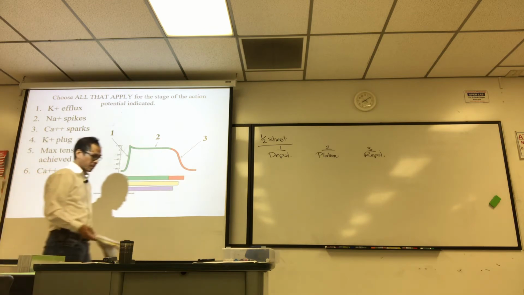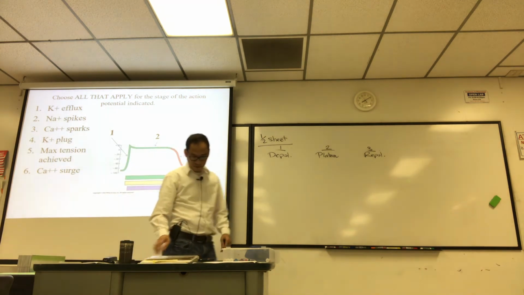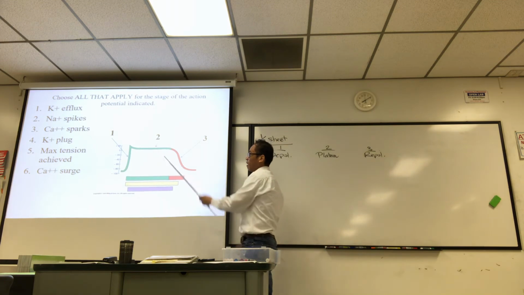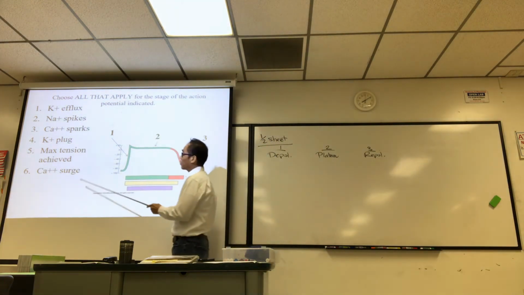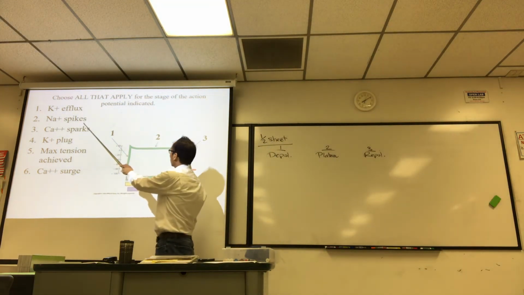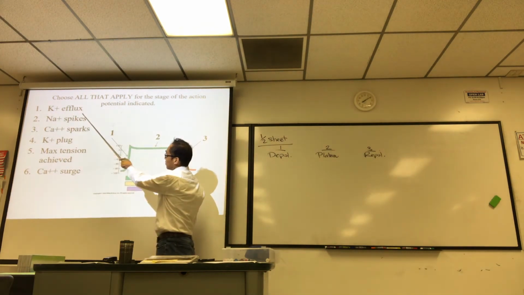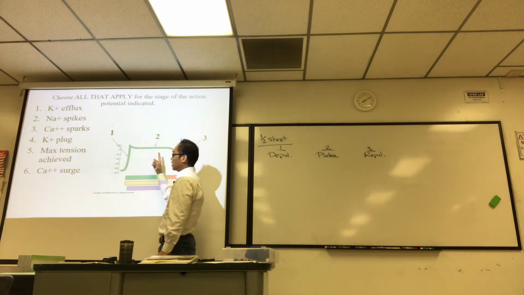All right, so I think it should be done by now. Did you notice that most of those 6 things should fall under number 2? Yes. All of them except, well, number 1, the only thing you should have put was the spikes. And for number 3, the only thing you should have put was the potassium efflux. But everything else is under number 2.